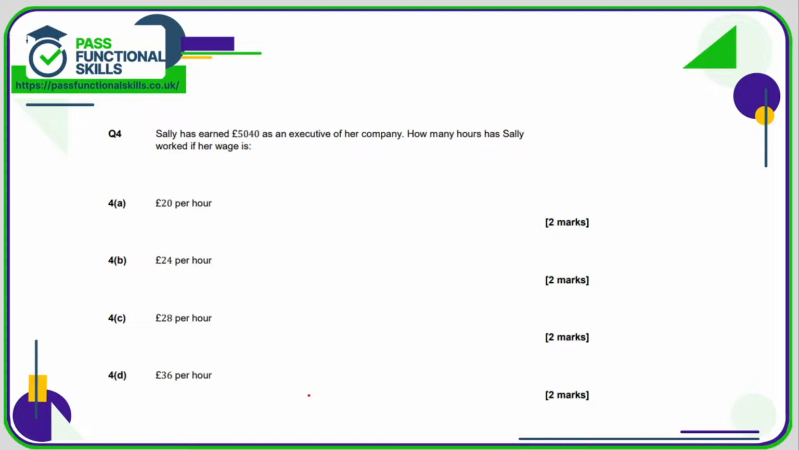Question number 4, Sally has earned £5,040 as an executive of a company. How many hours has Sally worked if her wage is £20 per hour? So how many 20s go into this figure here? So what we need to do is 5,040 divided by 20, and that comes to 252. So that's 252 hours. And we can double check. If she's earning £20 per hour and she works 252 hours, then what is 252 times 20? Oh yeah, great, it is 5,040.